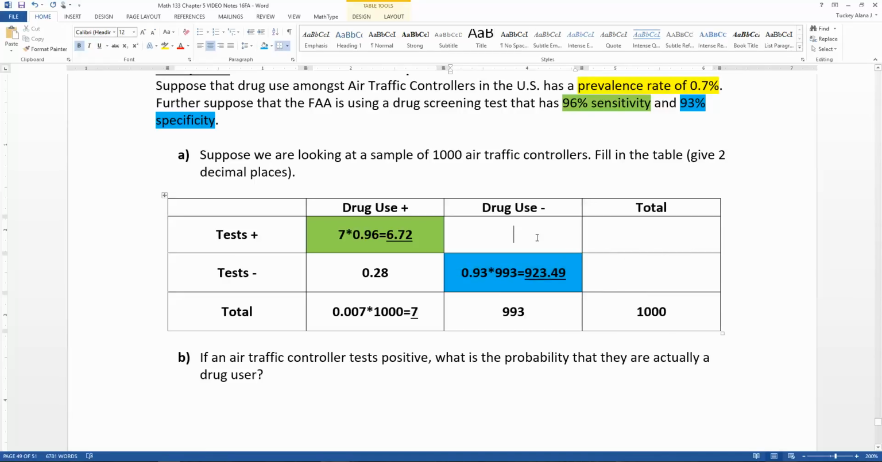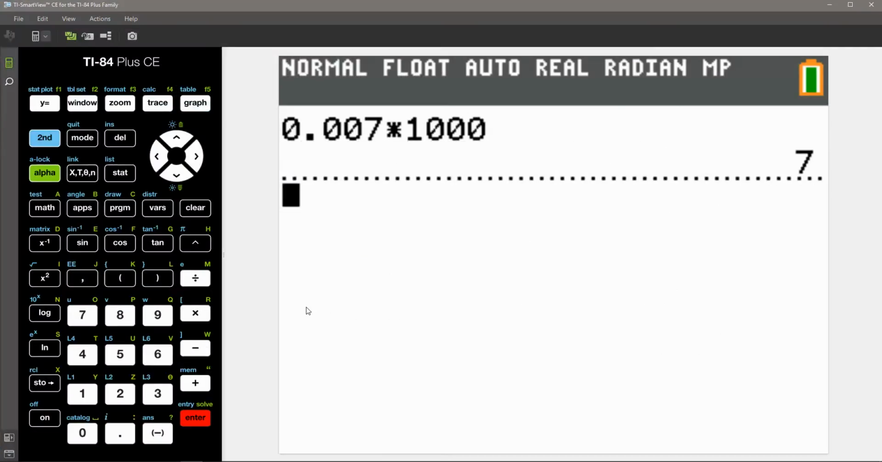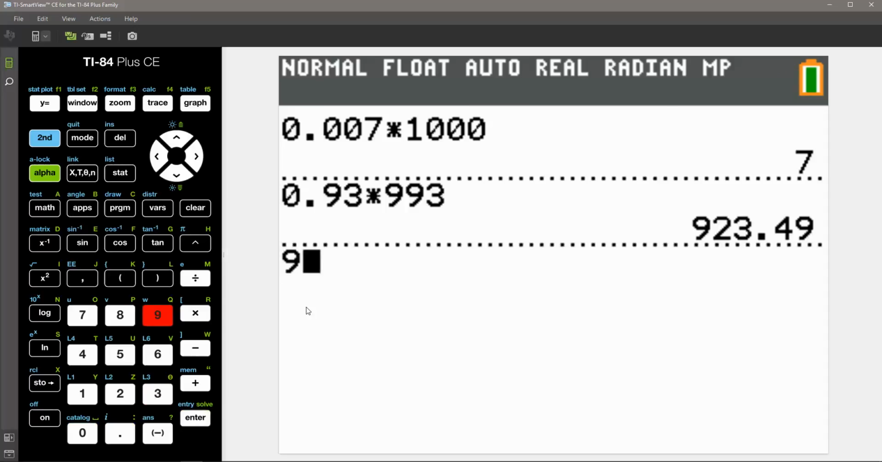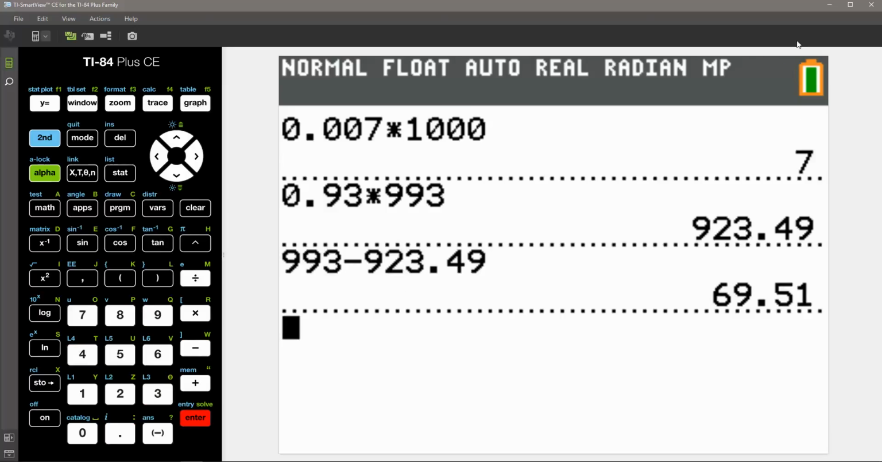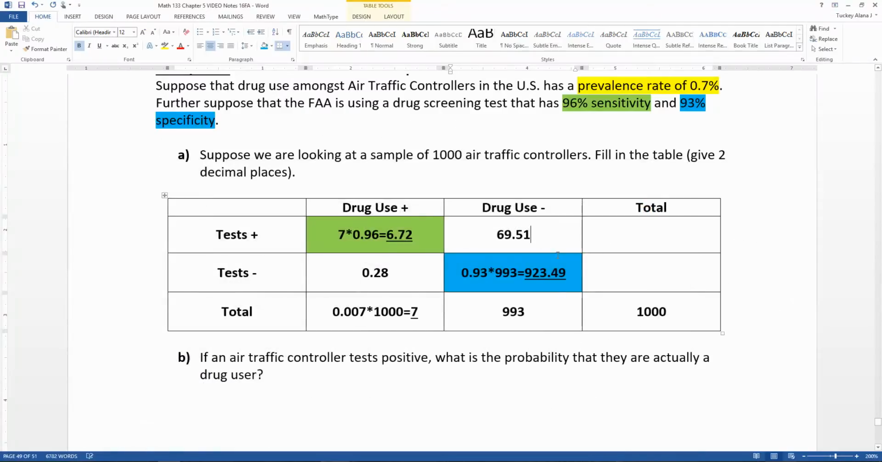Okay, well then I know that the whole column makes 993. So if I take 993 and subtract away 923.49, I'm going to have the difference, which is 69.51. And if you don't believe me, 0.93 times 993 makes that. Take 993, take away that number. There you have it. Okay, so there's that.